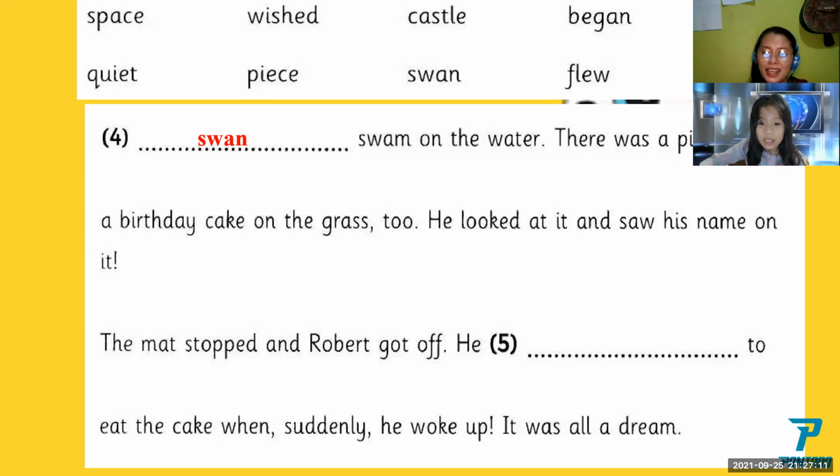What happened to the cake? Yes, he began to eat the cake when suddenly he woke up. It was all a dream. Oh, it was just a dream. So when he began to eat the cake, he woke up. He was just sleeping and it was just a dream. Okay, it's Robert's birthday. Do you understand that?